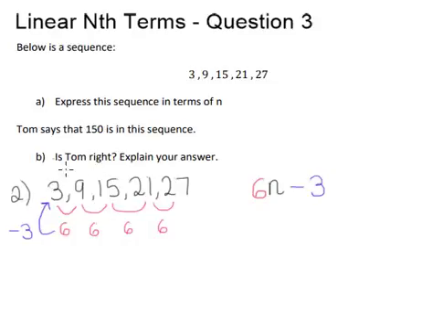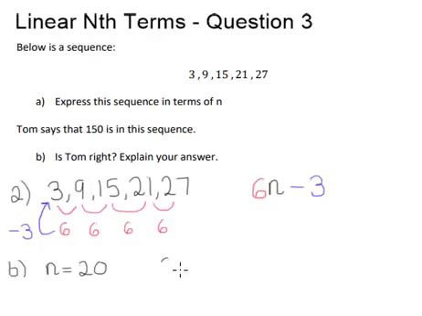Okay, so let's go on to part B. Tom says that 150 is in his sequence. Is Tom right? And explain your answer. Okay, so there are many ways in which we can do this. The way that I would probably do it is substitute some values in for n and see if it works. So for instance, what if I tried n is 20?